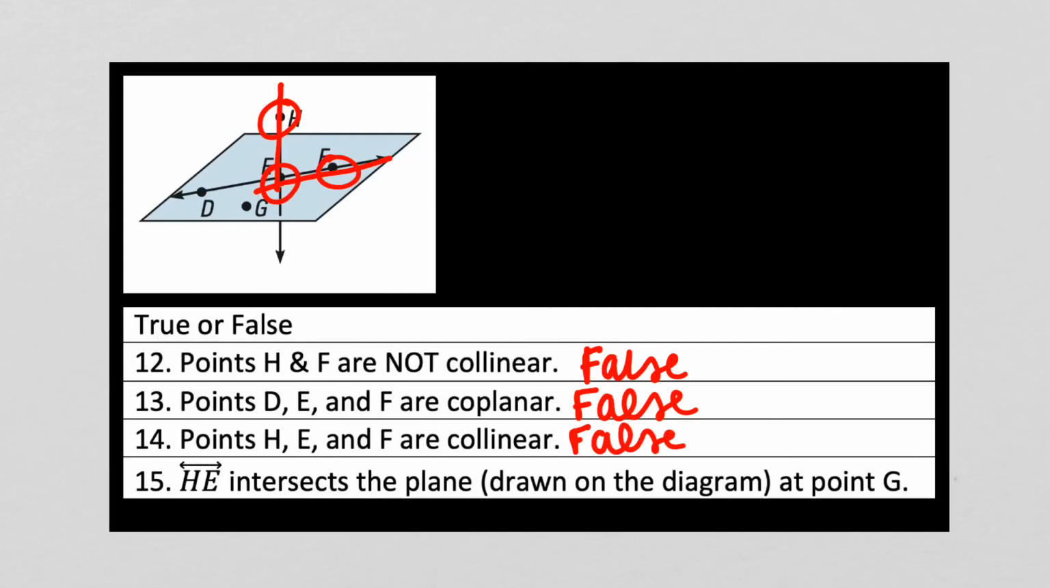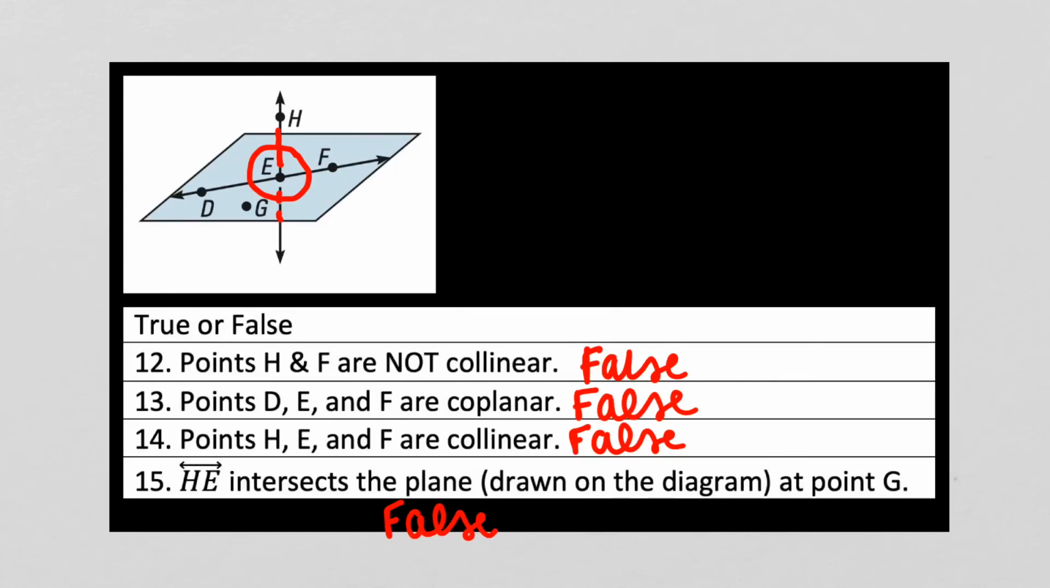They are not collinear. And then the last one, it says line HE, so this line right here, intersects the plane, the plane that's drawn, at point G. So remember, we talked about this, I think, in the last diagram or the one before. I need to look at line HE. So it goes from solid to dashed right here. So that means this point is my intersection. And I said in the statement that line HE intersected at point G. That's not true. It intersects at point E. So number 15 is also false.